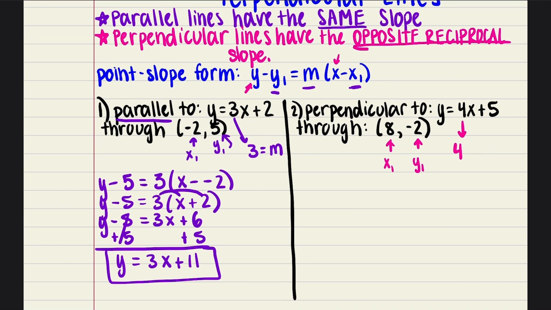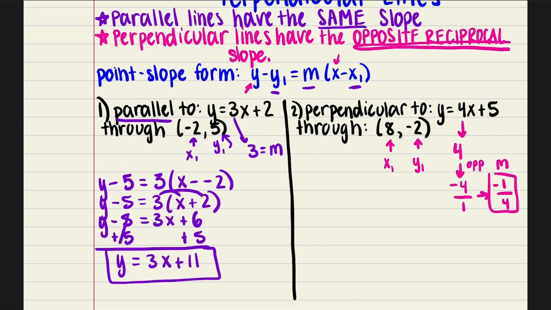Perpendicular lines have opposite reciprocals. So let's first take the opposite. The opposite of +4 is -4. That's the opposite. It's just from a plus to a minus or a minus to a plus. The reciprocal is when you flip the fraction. This is not a fraction, so let's make it into one. There's always an invisible 1 under every number. The reciprocal of -4 over 1 is -1 over 4. You just flip the fraction, put whatever's on the bottom on top. So this is our m.